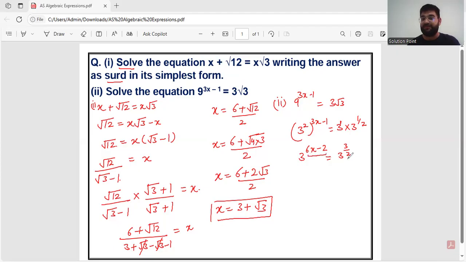I can say that we can compare these powers. So 6x minus 2 must be equal to 3 by 2. If I get rid of this 2, this will be 3 by 2 plus 2. If you solve this, this will be 7 by 2, which equals 6x. To get rid of this 6, I need to divide by 6 on both sides. So the value of x will be 7 by 12.